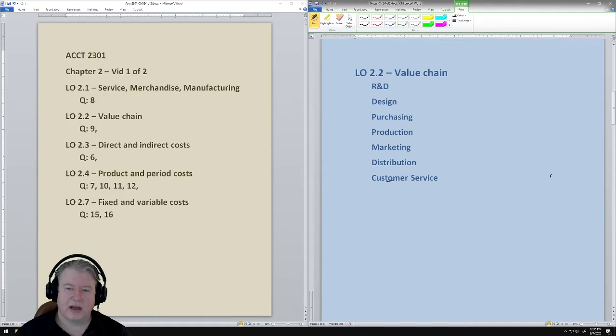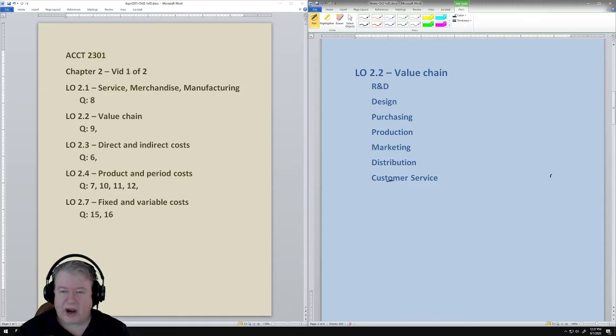Okay, next one. This is almost strictly definitional, and it's something that's been added fairly recently. We didn't used to talk about value chain, but it's come up as a definition. Because we're talking about the manufacturing environment, there is more of a value chain in a manufacturing environment than, say, in a merchandiser. Well, a merchandiser still has marketing and other things like that, but that may not have as much R&D or design. Purchasing, well, they'd have only one level of purchasing, whereas a manufacturer has to worry about all sorts of raw material purchasing.